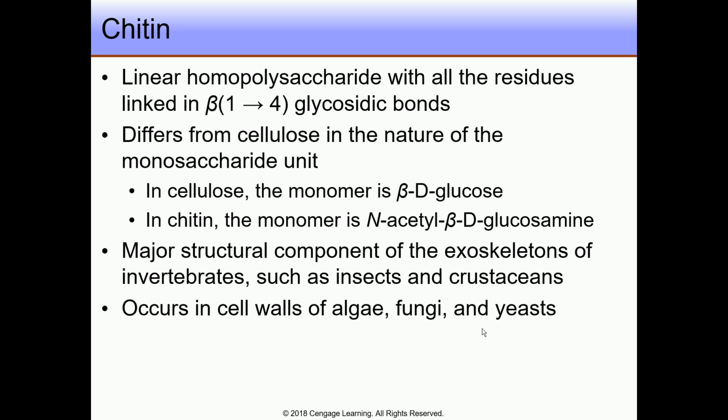In cellulose, the form of glucose is beta form. The next polysaccharide is chitin, and chitin is also a homopolysaccharide because it's a long chain made of the same monosaccharide. This is actually present in the exoskeleton of insects, and it is also present in the cell walls of some fungus.